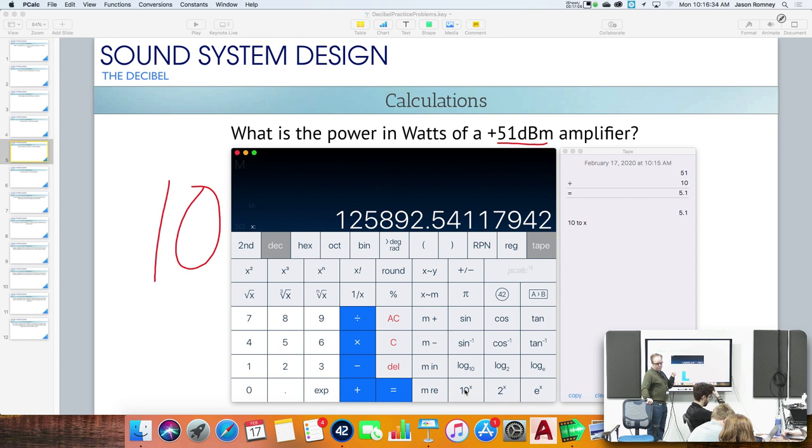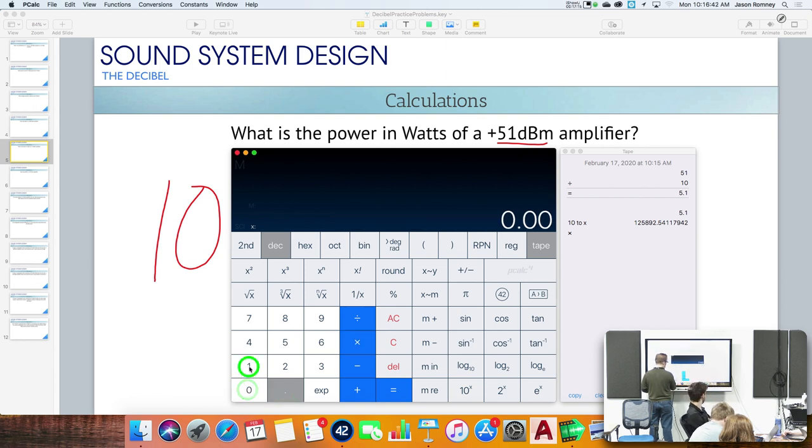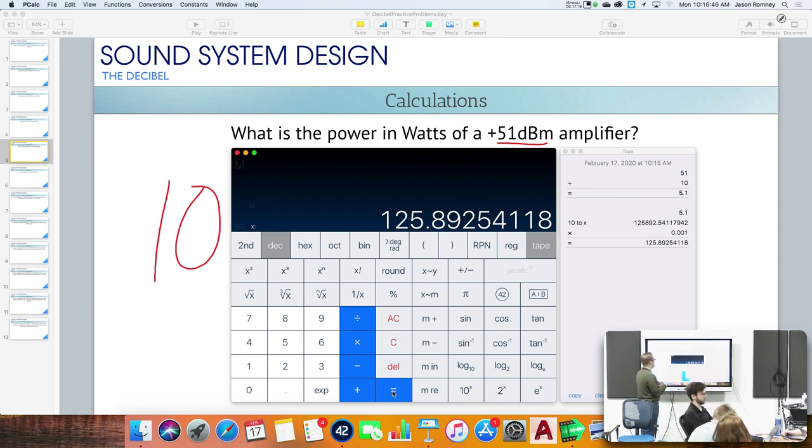So I would need to multiply this number by the reference level for dBm, and the reference level for dBm is 0.001, right? So times 0.001 equals 125.89 watts. So this is a 126 watt amplifier. Oh, never mind. I was way off with my guess.